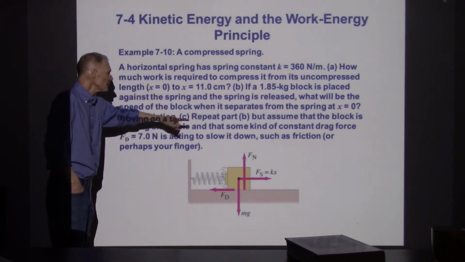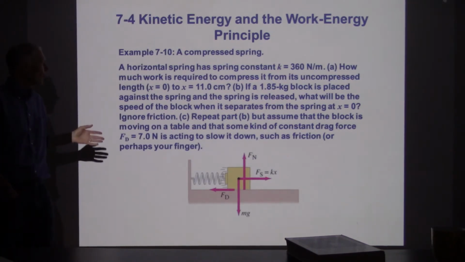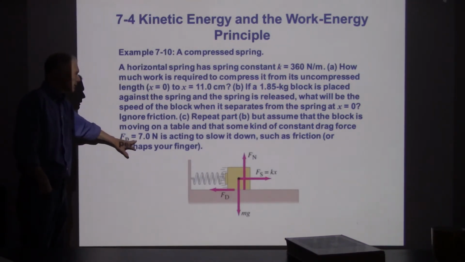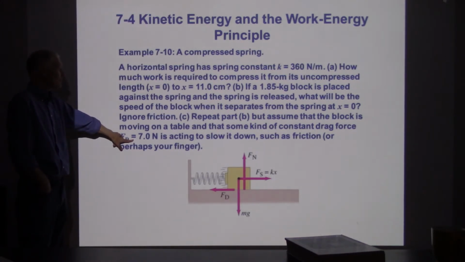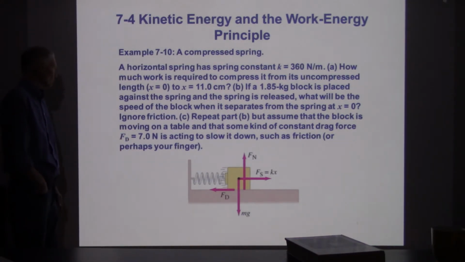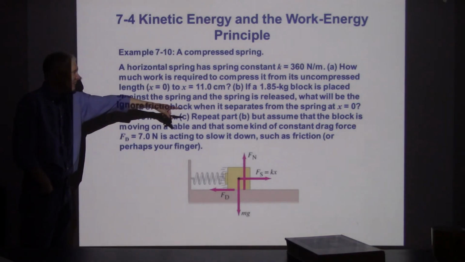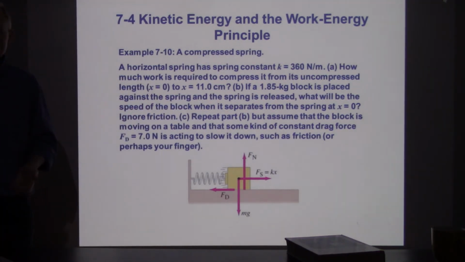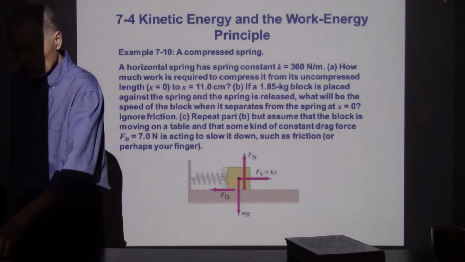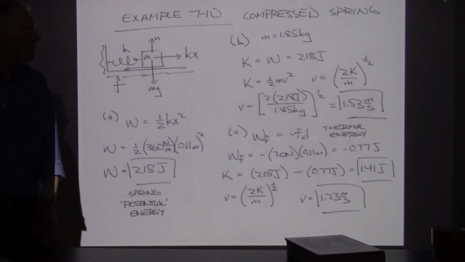In part C, we're going to come back, and we're going to do the whole problem again, but this time, there's a drag force. So I guess that's air resistance. They're saying that it could be friction. I'm surprised that's the thing. So there's a resistive force of some type in the second example. All right, let's take a look at this.